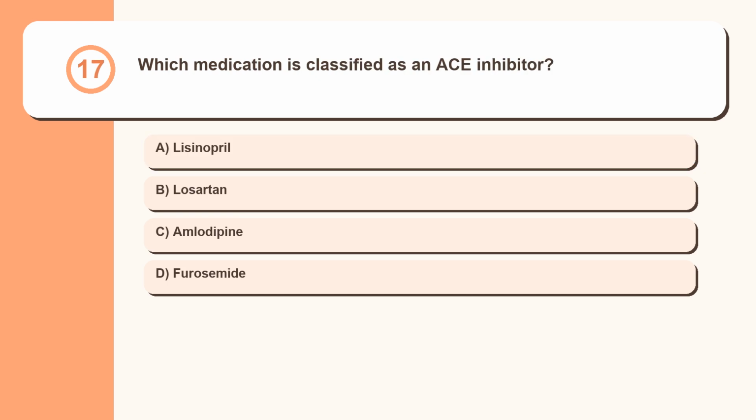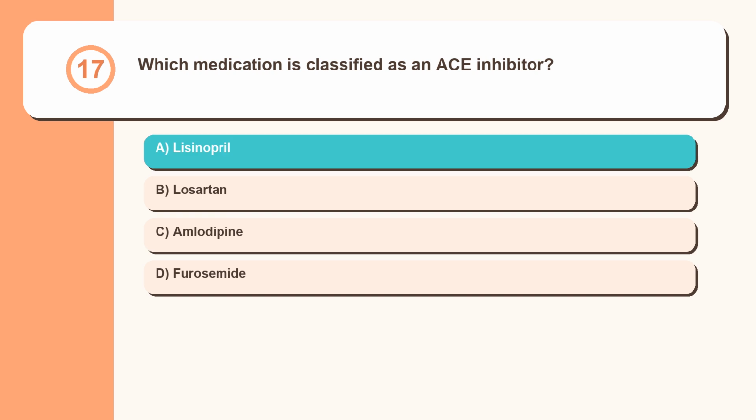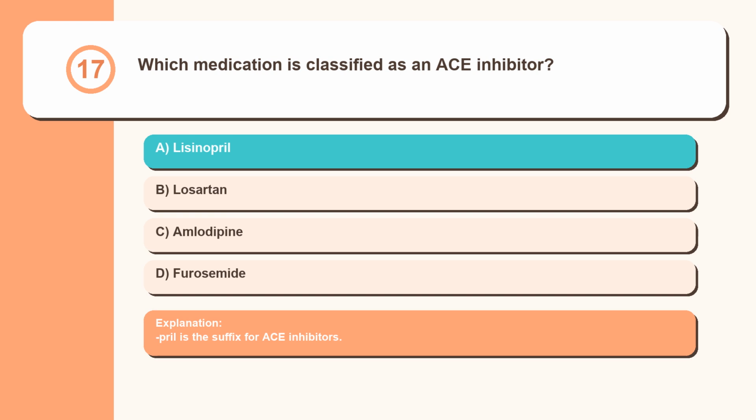Question 17. Which medication is classified as an ACE inhibitor? Lisinopril, losartan, amlodipine, furosemide. Pril is the suffix for ACE inhibitors.